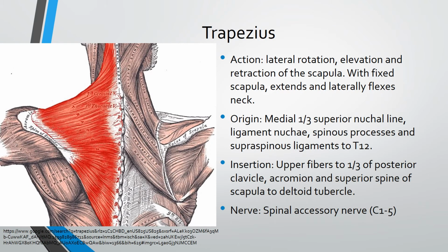The trapezius is a large posterior muscle that originates in the medial 1/3 superior nuchal line, ligamentum nuchae, spinous processes and supraspinous ligaments to T12. Its action is to laterally rotate, elevate, and retract the scapula. With the scapula fixed, it extends and laterally flexes the neck. The insertion is the upper fibers to 1/3 of the posterior clavicle, acromion, and the superior spine of the scapula to deltoid tubercle. The nerve is the spinal accessory nerve C1 through 5.